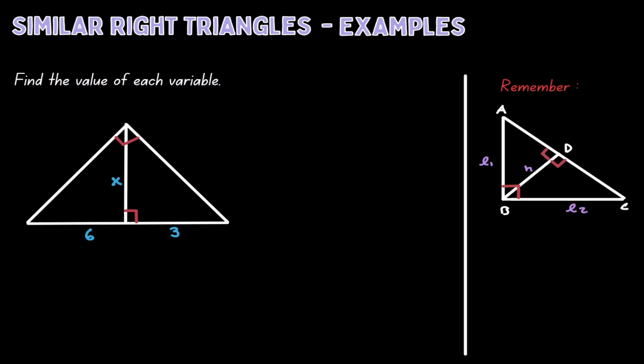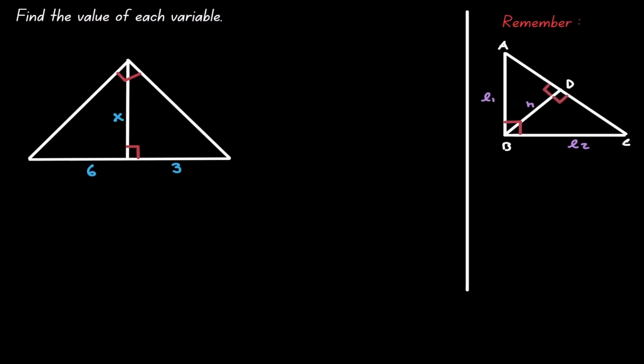Welcome. Let's take a look at some examples where we can use the proportions of special right triangles. Let's understand the scenario that we have here. We have a right triangle, and then in addition, we have the altitude of that right triangle. And this altitude creates three right triangles. And when we have this scenario, we can use the proportions of special right triangles.